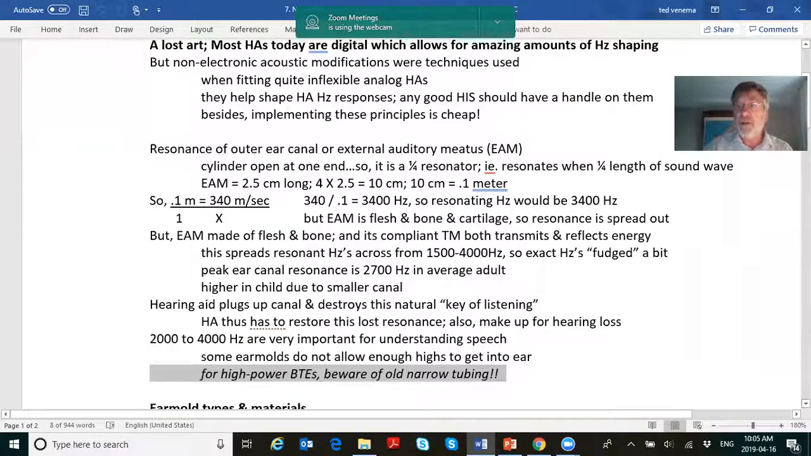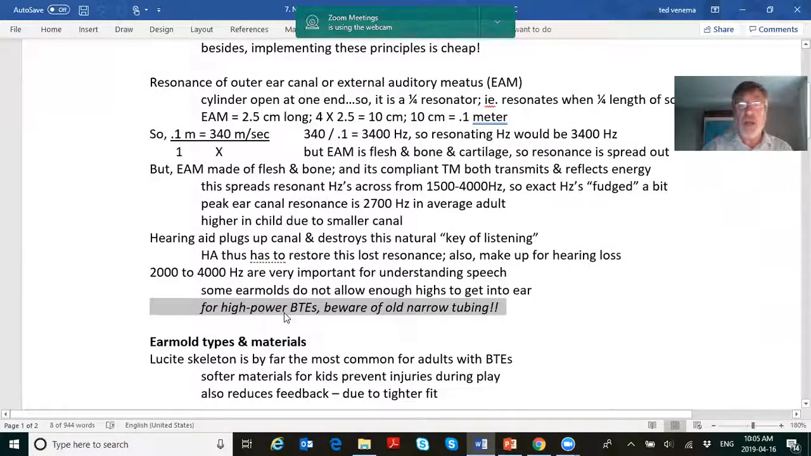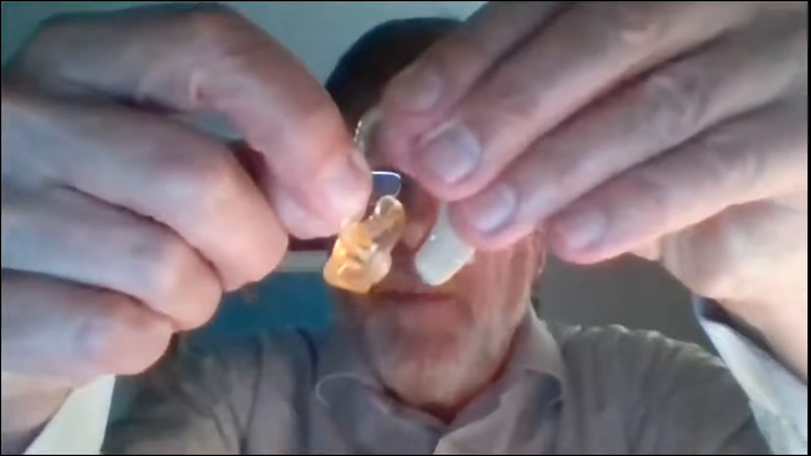All right. That's what it said here. For high power BTEs, beware of old narrow tubing. That would be happening when the tubing in the hearing aid got to be really old and cracked and got really narrow. And when you make things really narrow or thin, you cut off the highs. Let me show you what I mean there.